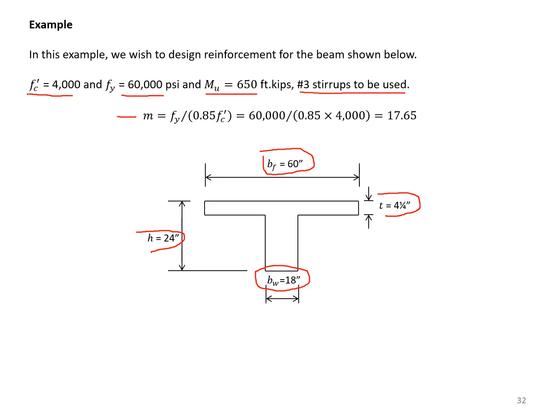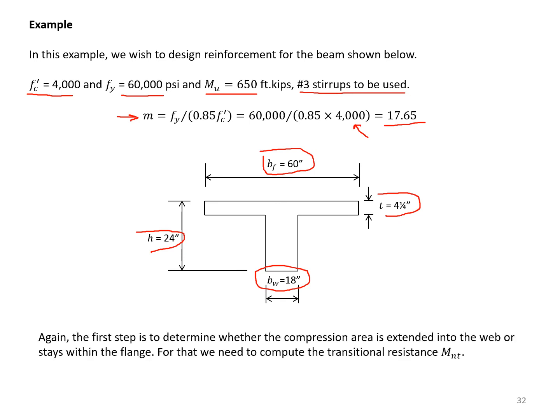So our M factor, which is a ratio of the strength of the steel to that of concrete, is in this case 17.65. So why is it smaller than before? Because we are using a better quality concrete. So our first step again is to determine whether the compression area is extended into the web or not, and for that we need that transitional bending moment.